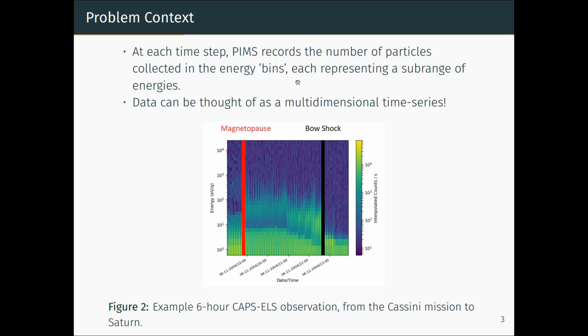Cassini encountered two types of transitions between magnetic field regions. The first is the more prominent bow shock, and the second is the more subtle magnetopause transition. We can see that the dimensionality of the time series is the number of bins used.